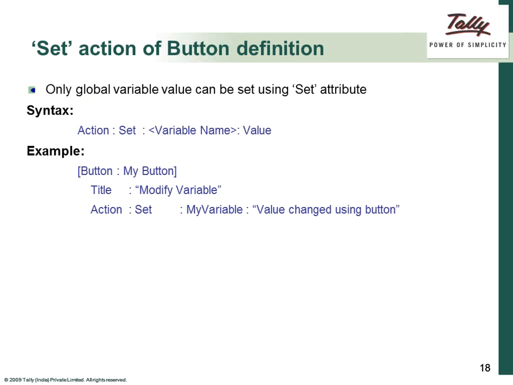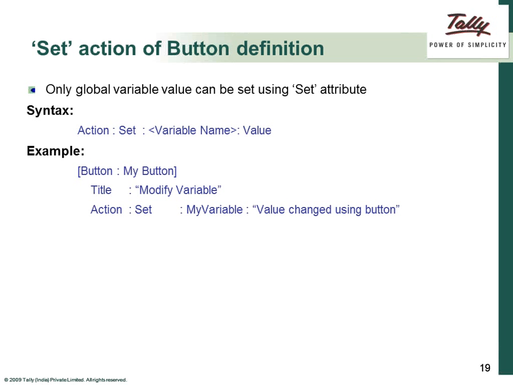Then we have set action of button definition. So at button, we have an action called set, the variable name and the variable value. This is similar to something what we have at report level. The only difference is button level set is an action, report level set is an attribute.